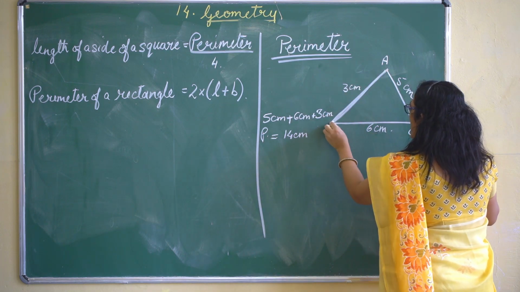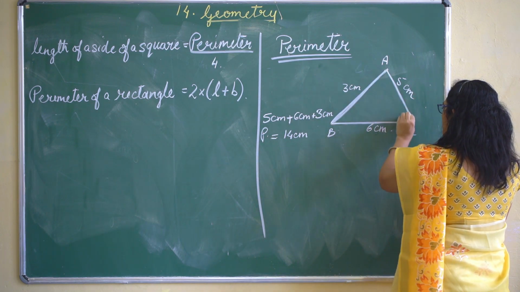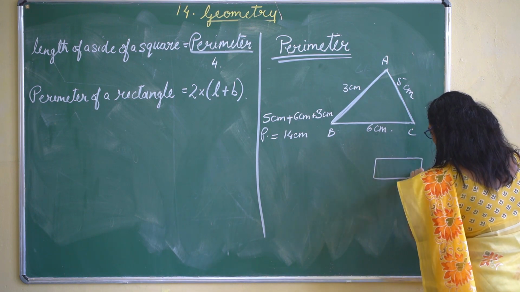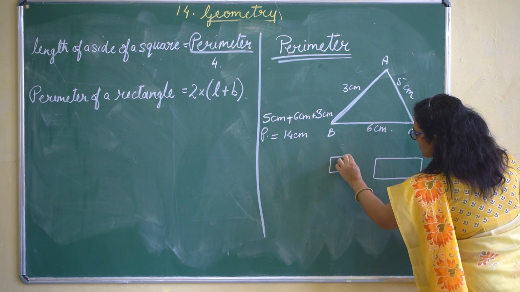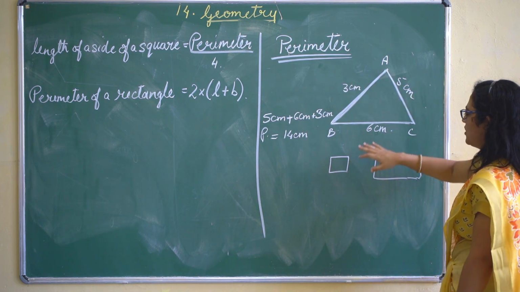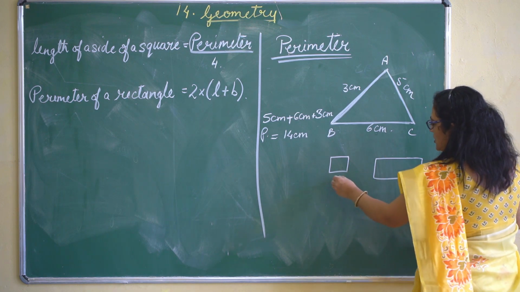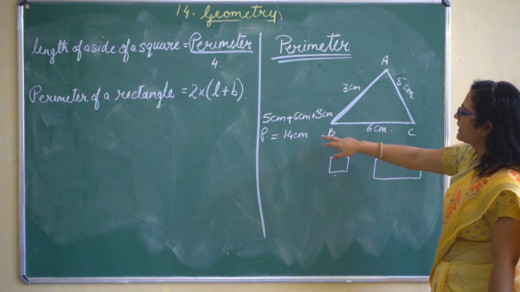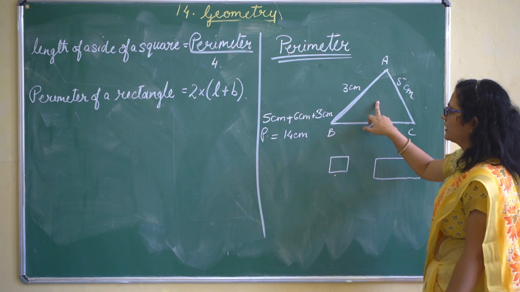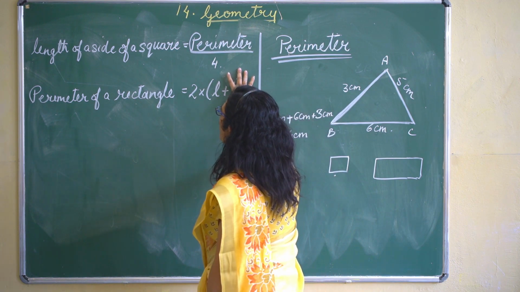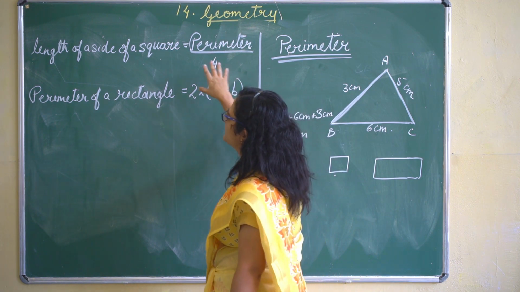When we sum all the lengths of the sides, whether it is a triangle, a square, or a rectangle, if I ask you to find the perimeter, you have to sum up all the sides, and then you will get the perimeter.